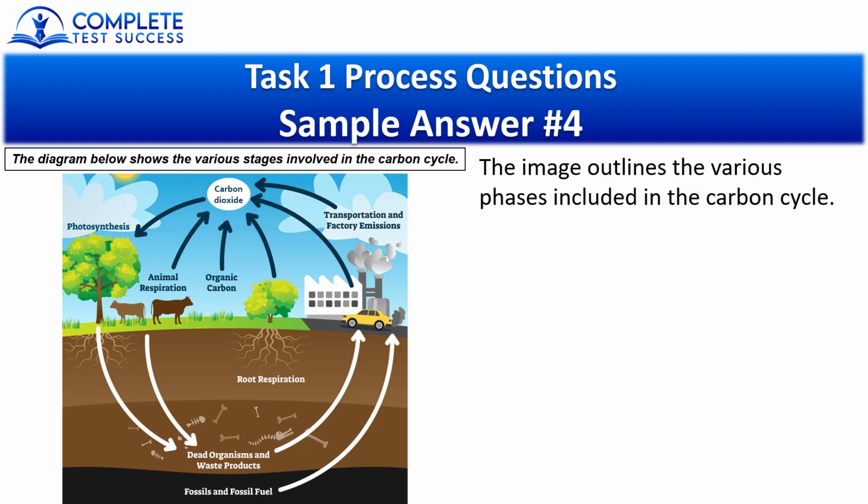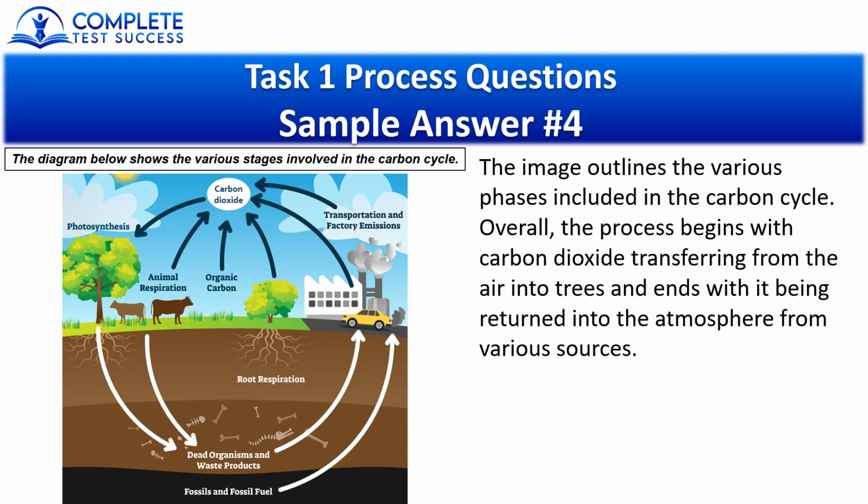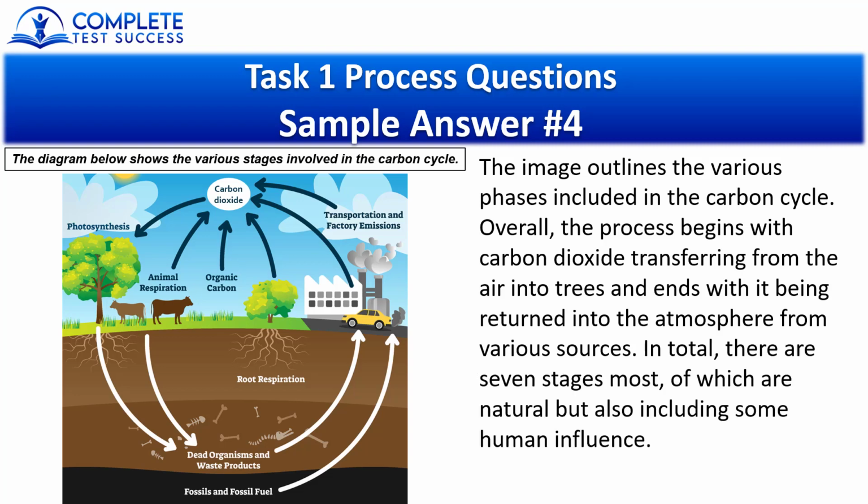The image outlines the various phases included in the carbon cycle. Overall, the process begins with carbon dioxide transferring from the air into trees, and ends with it being returned into the atmosphere from various sources. In total, there are 7 stages, most of which are natural, but also including some human influence.